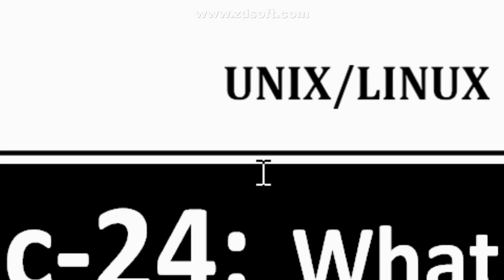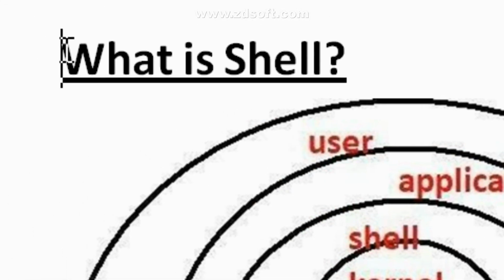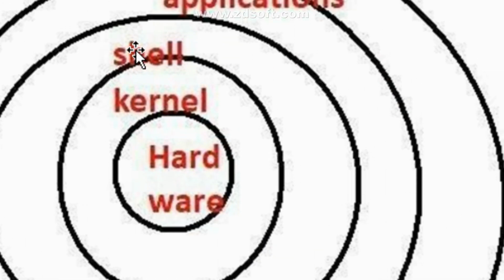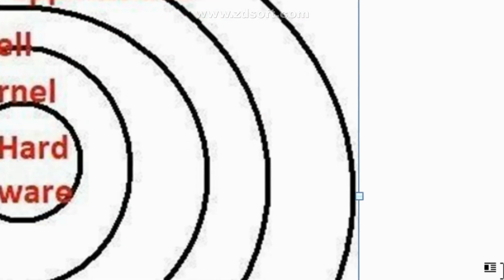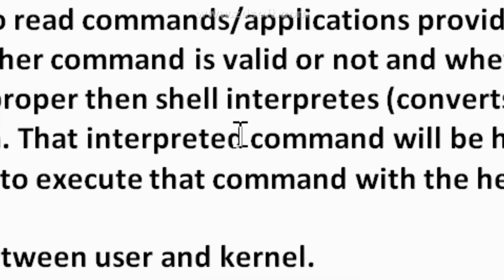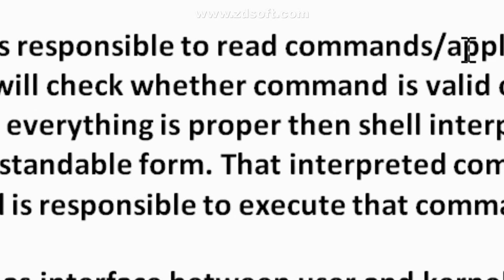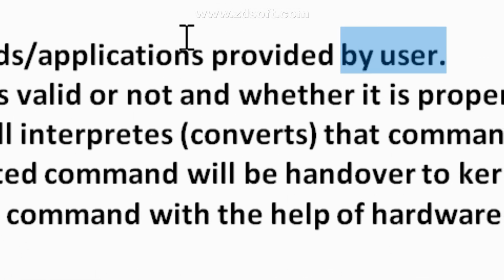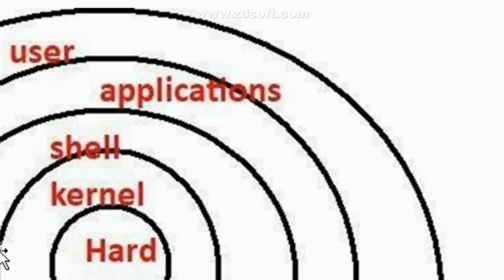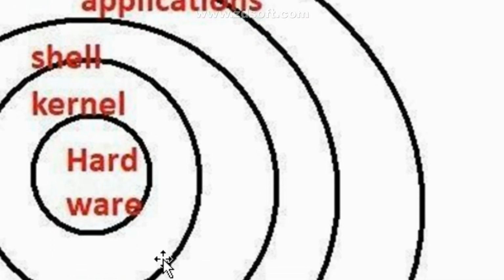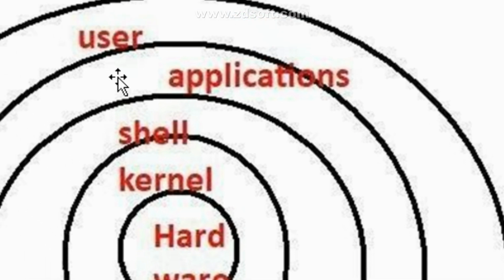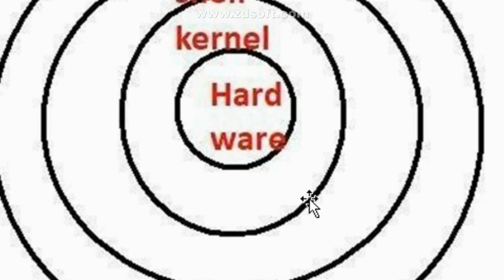So why do we go for shell scripting? Now, what does shell mean? See here, this is the shell. This is the Linux architecture: hardware, kernel, shell, application, user interface. Shell is responsible for reading your commands and applications provided by the user. The first layer is the hardware layer, on top of it the kernel, on top of it the shell, on top of it the application, and on top of it the user.